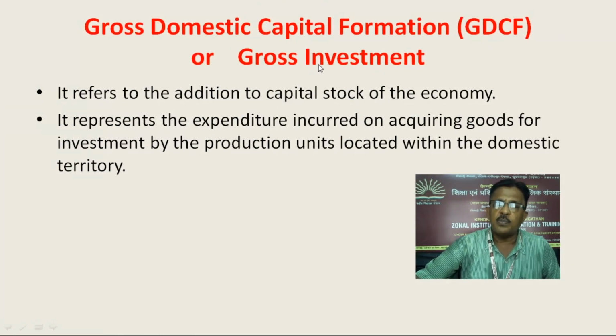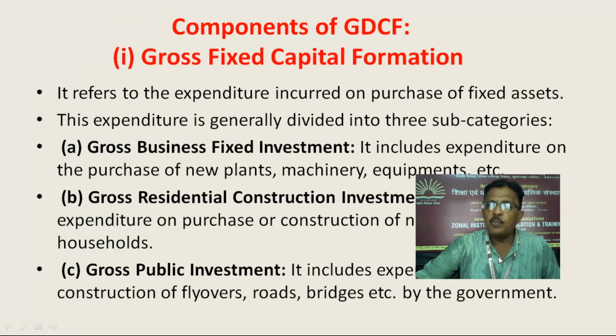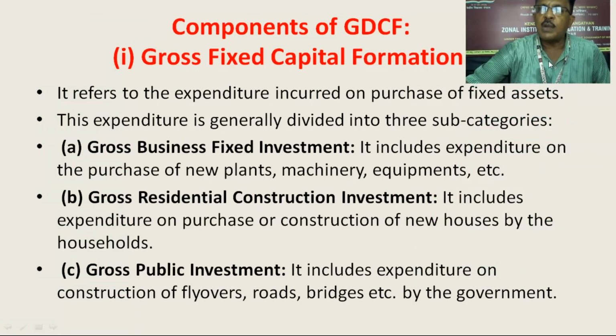Gross domestic capital formation, GDCF or gross investment, is the third component in the expenditure method. It refers to the addition to capital stock of the economy. It represents the expenditure incurred on acquiring goods for investment by the production units located within the domestic territory. Components of gross domestic capital formation.